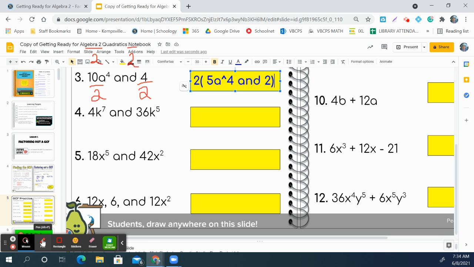What about 4? What can I take out of this? 4 for sure. Any variables? K to the 5th. You want to take out that smallest exponent, right? So over here, I write the greatest common factor, 4k to the 5th. And then inside my parentheses, what's left over?